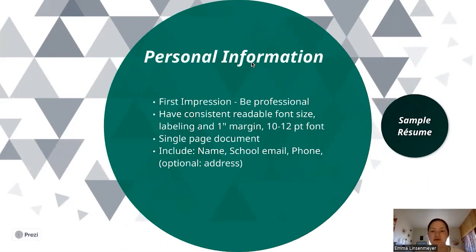Oftentimes, a freshman who's coming into this may not exactly see the necessity of having a single page, but for a recruiter who's looking through a lot of applications, he's not going to want to look over your entire life story and see a multiple page book of what you've done. He wants it to be a simplified version of the most important things that are apparent and applicable to what he has for you. Now include your name, your professional email, that could be your school email, and phone, and it's optional to include your address.